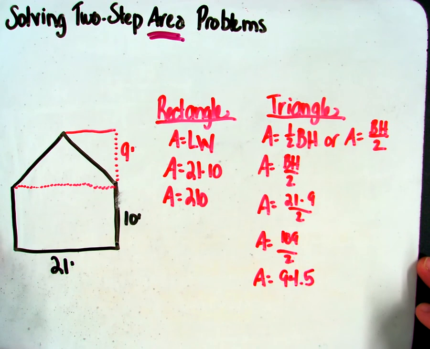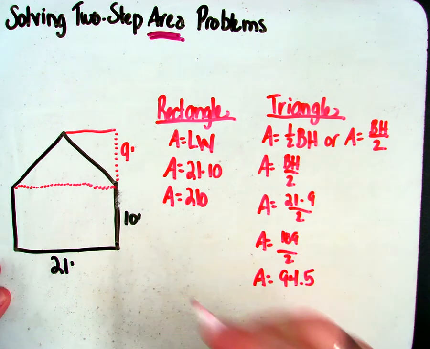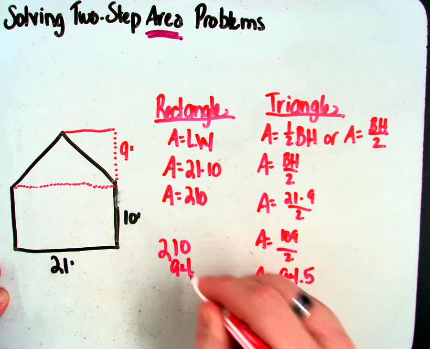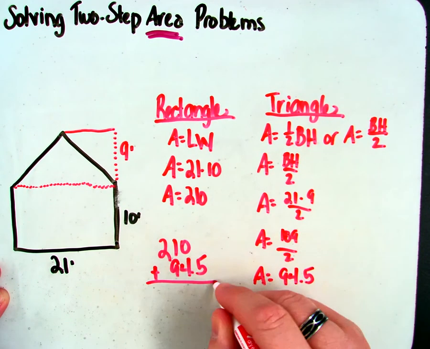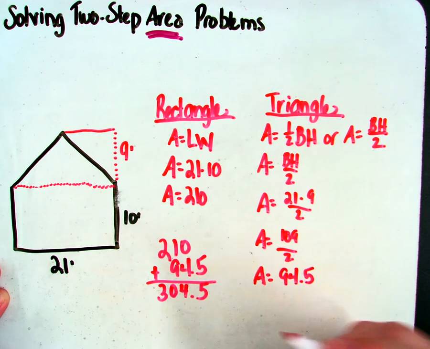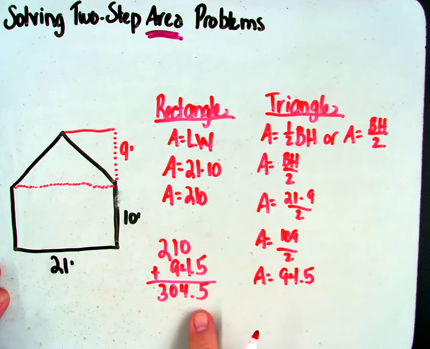Now, to compute the total area of the figure, we would take the measurement of the rectangle, the measurement of the triangle, and we would add them together. And it would be 304 5/10 square feet, or 304 5/10 feet squared, however you want to represent that.